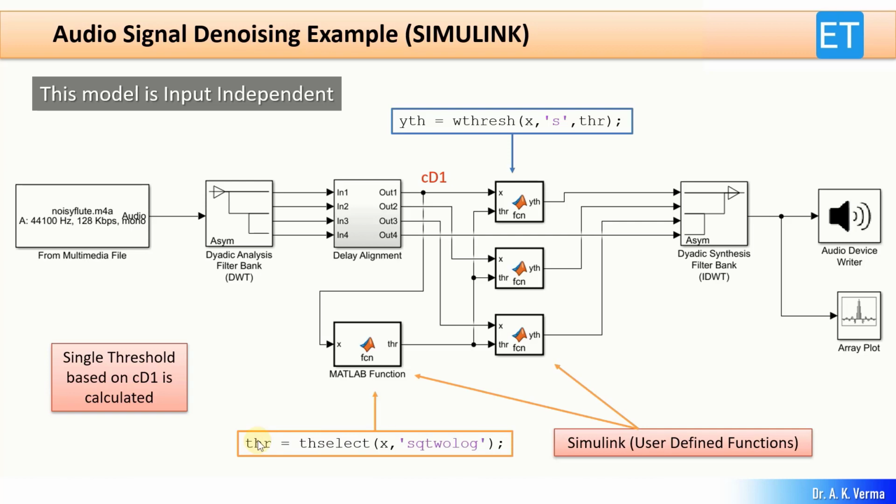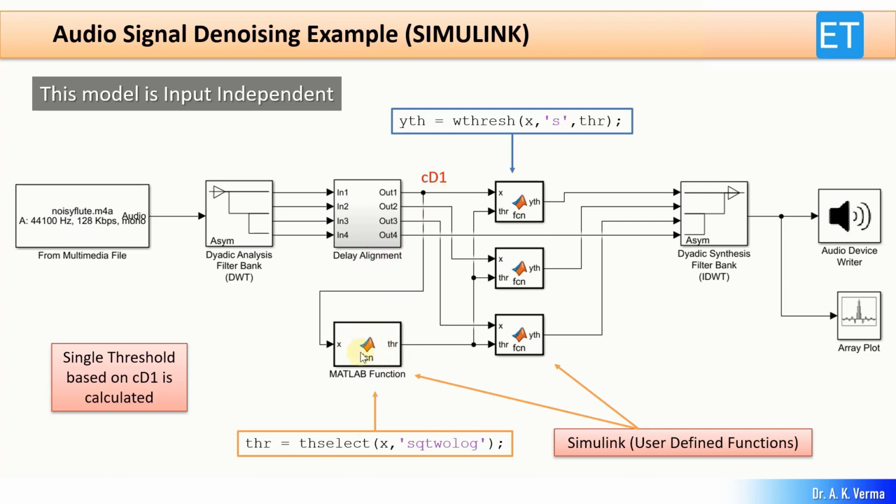This found threshold thr value is given to these three blocks, which are actually your thresholding blocks. They will shrink or adjust the wavelet coefficients of the input. Inside these blocks, I have used the wthresh function. It can threshold the input array x using soft thresholding. You can write h also, with the given thr value. So this model becomes input independent. So you can freely choose any input audio file.